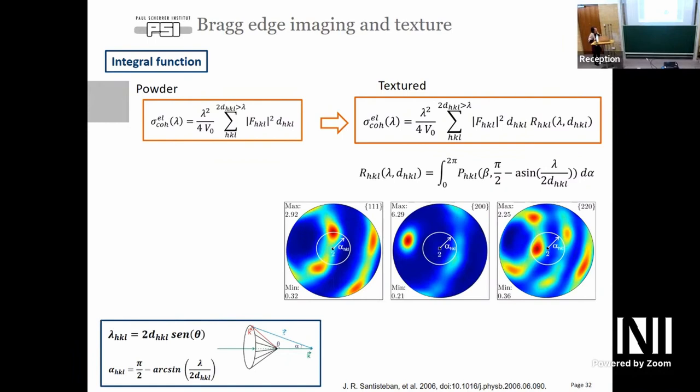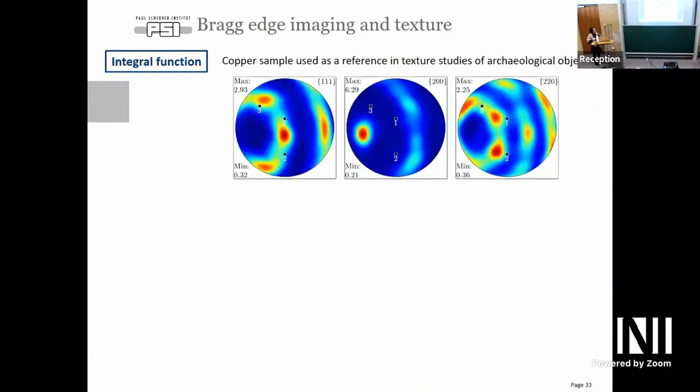And Javier included an extra term here to take into account the texture of our material. This term is basically a line integral in the pole figure, centered on the orientation that we want to explore. If we include this, we can analyze how the elastic cross-section changes for different orientations as a function of wavelength. This expression was used to characterize several materials.